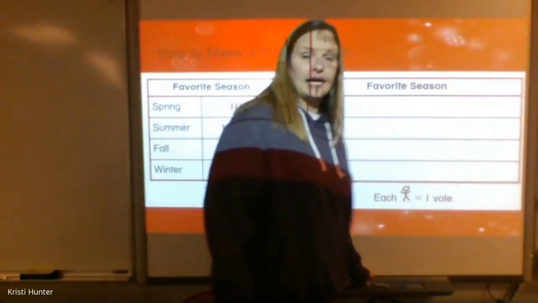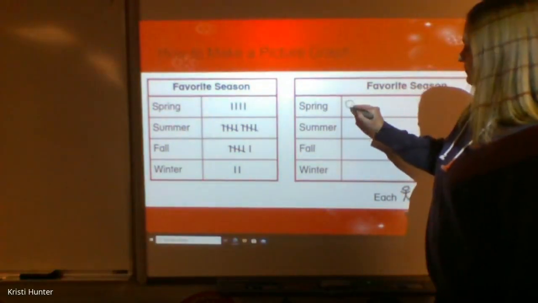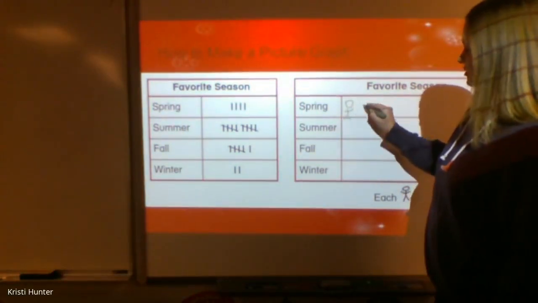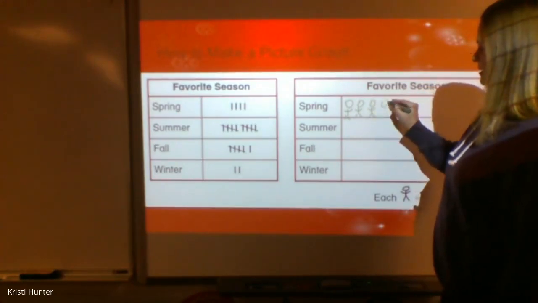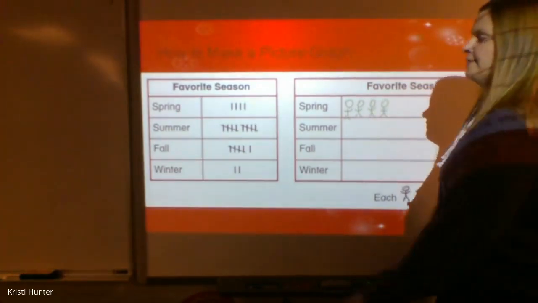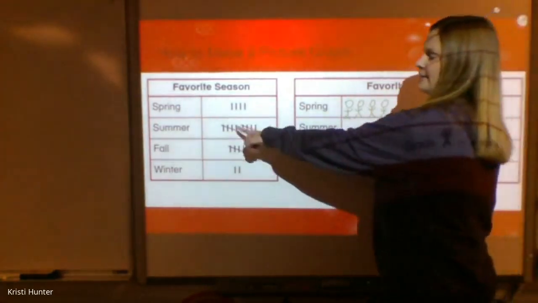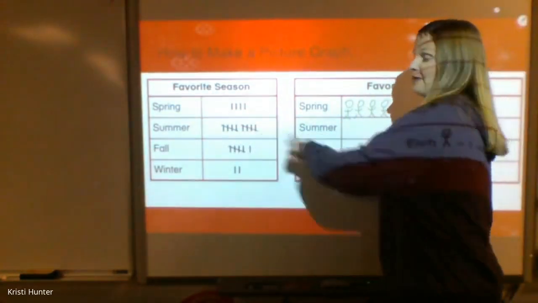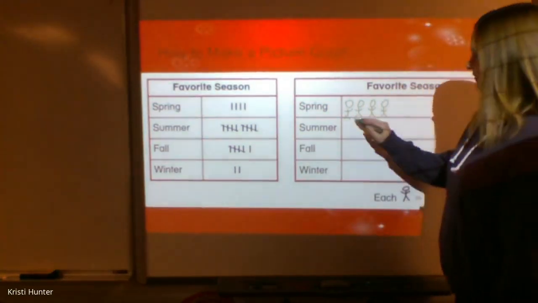So as I make my picture graph, when I go to spring, I need 4 little stick figures. So this is going to be my picture for spring. Okay, and then summer, I need 5. So that means these are 5, and this is another 5 for a total of 10. So I'm going to need 10 of these little stick figure guys.